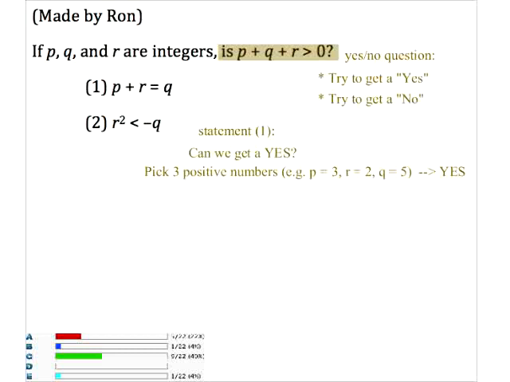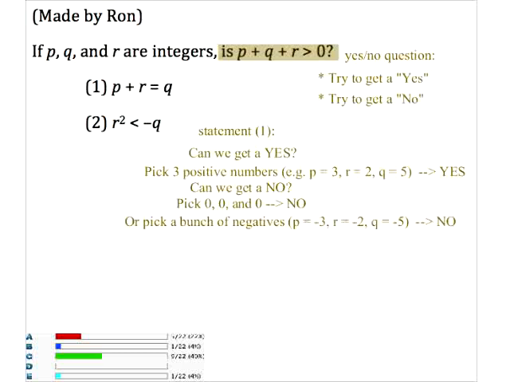Can we get a no? Well, how do we get a no? I mean, there's a couple ways that we can do that that are pretty straightforward. One way is just to pick 0, 0, and 0, which we are allowed to do per the problem statement because 0, 0, and 0 are integers. So if you do that, then you get a no. Or pick a bunch of negatives, like P equals -3, R equals -2, and Q equals -5. So statement 1 is insufficient.